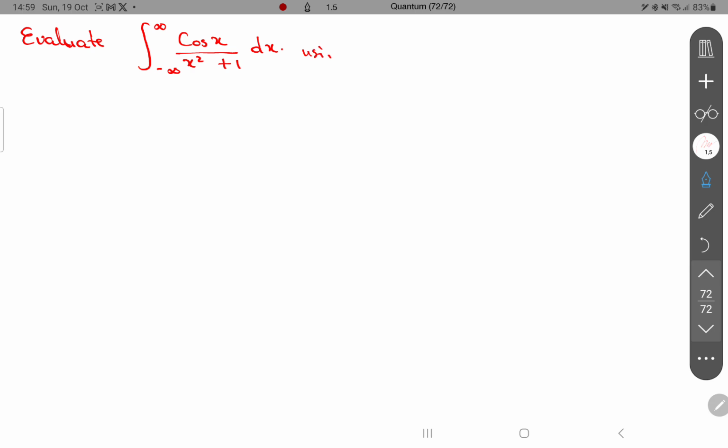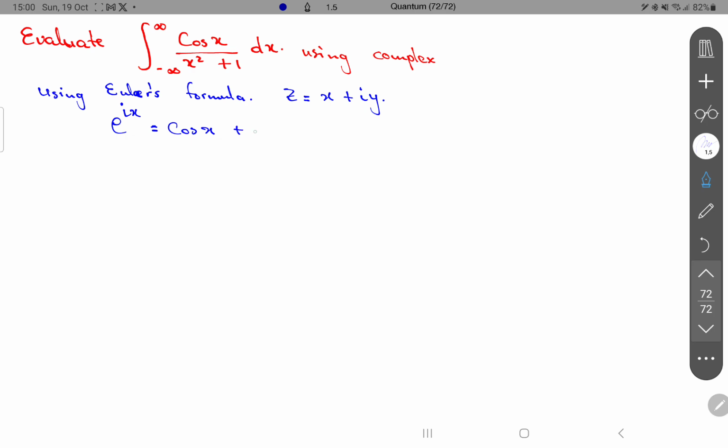So using complex analysis, we use Euler's formula. Remember, complex z is equal to x plus i y. And the Euler formula is e to the power i x is equal to cos x plus i sine x.